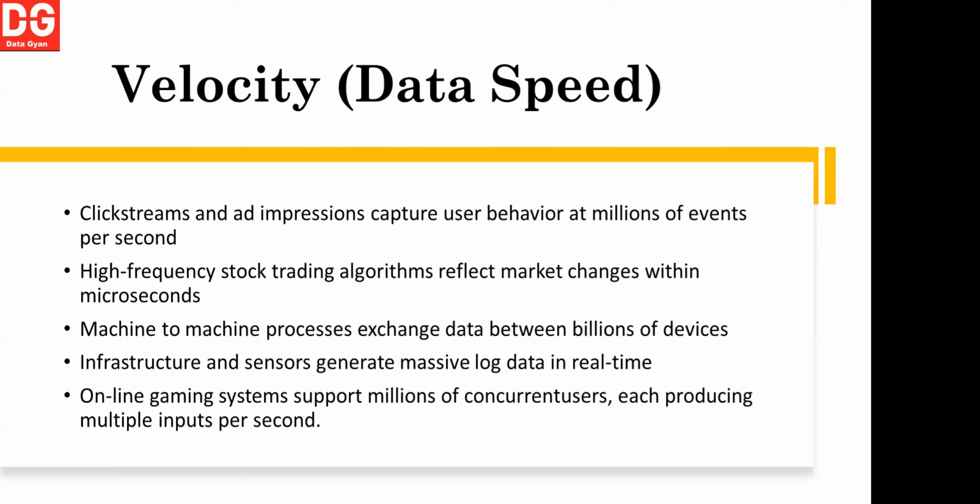Like we have seen in the process of the Boeing 747 itself, it's creating data and then it's sending the data back to the ATC tower, and all those are categorized under machine to machine processes. Infrastructure and sensors generate massive log data in real time.